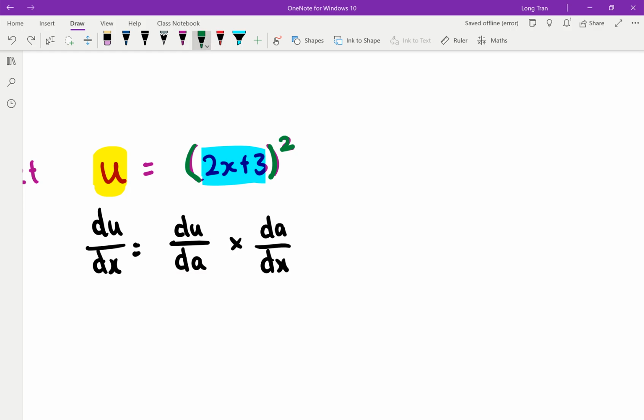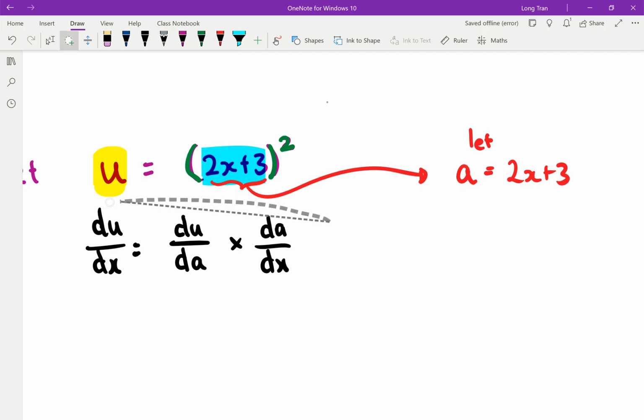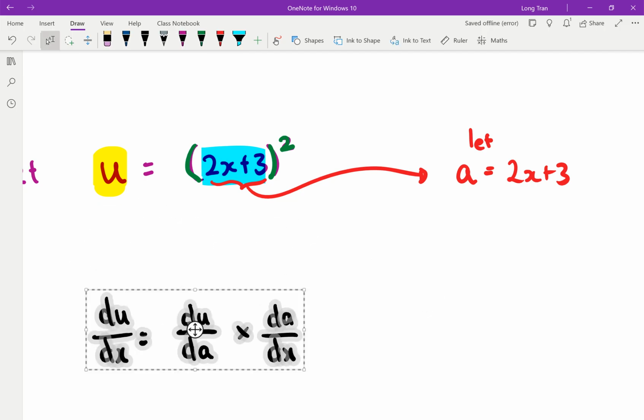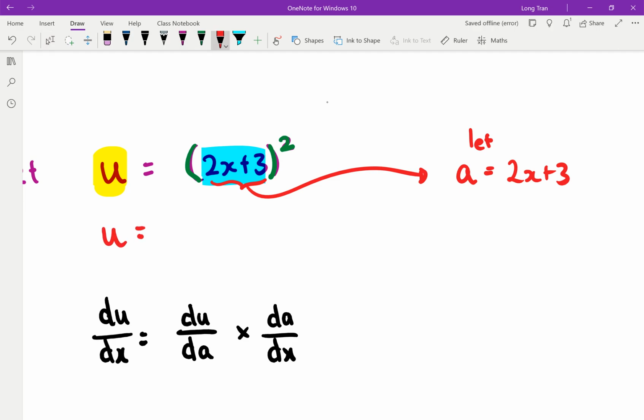Well, I'm saying, why don't we replace this 2x plus 3 with another letter? In my case, I'm using the letter a. If you let a equal 2x plus 3, what you will now have is the equation for u. The equation for u now becomes, and I'm just going to rewrite it again, u now becomes a squared, which is so much easier, isn't it?